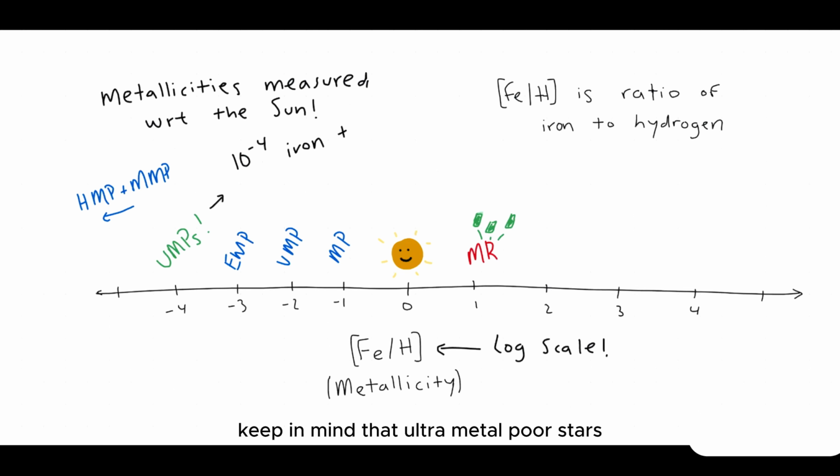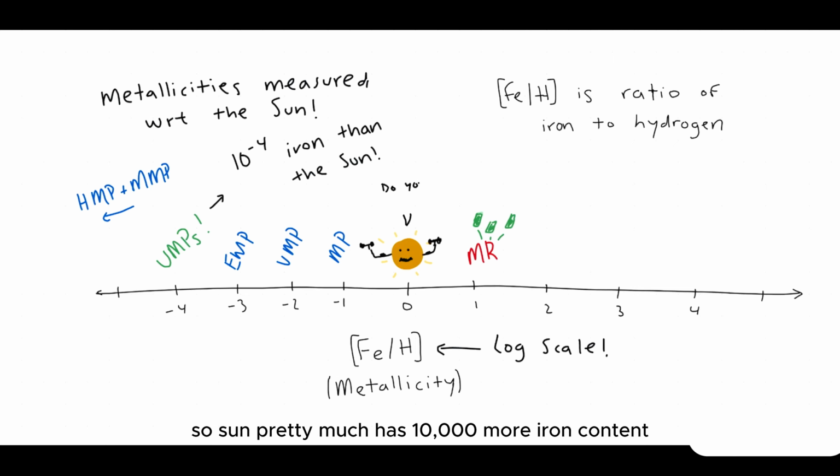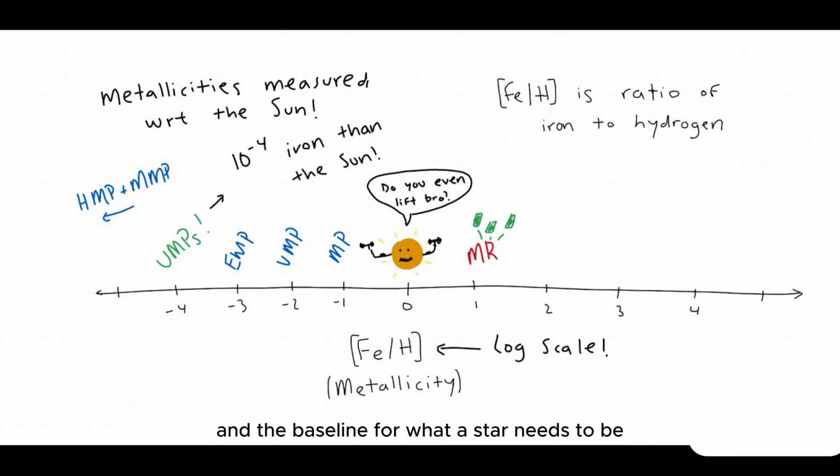Keep in mind that ultra-metal poor stars have 10 to the -4th times the iron of the sun because it's on a log scale. So the sun pretty much has 10,000 times more iron content than the baseline for what a star needs to be considered an ultra-metal poor star.